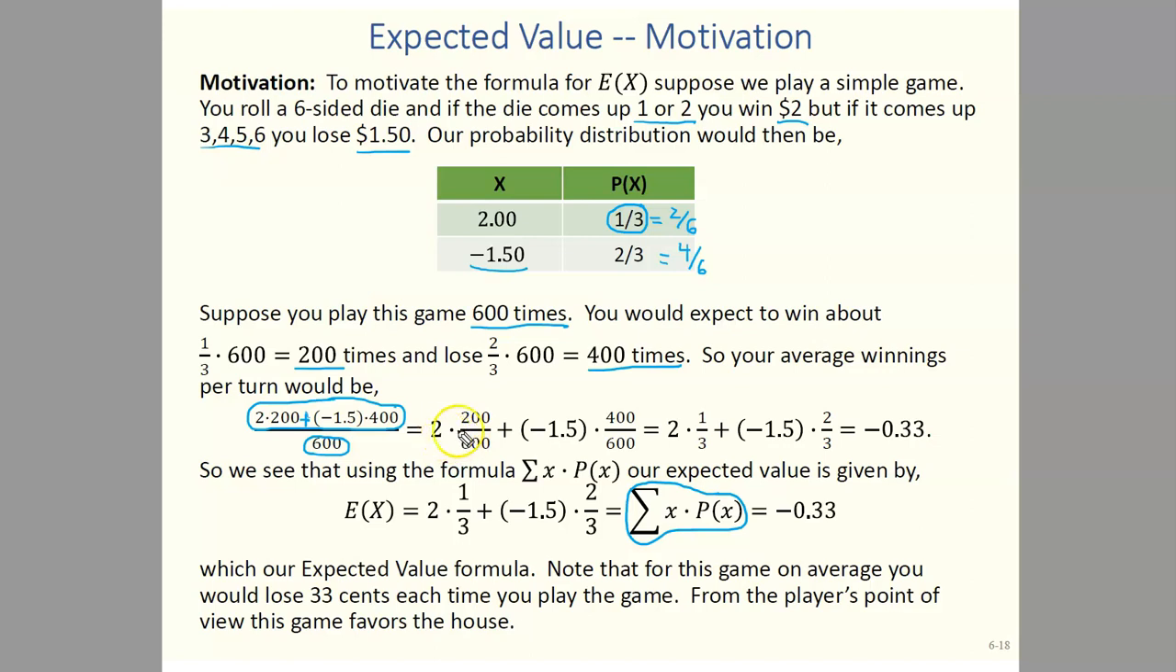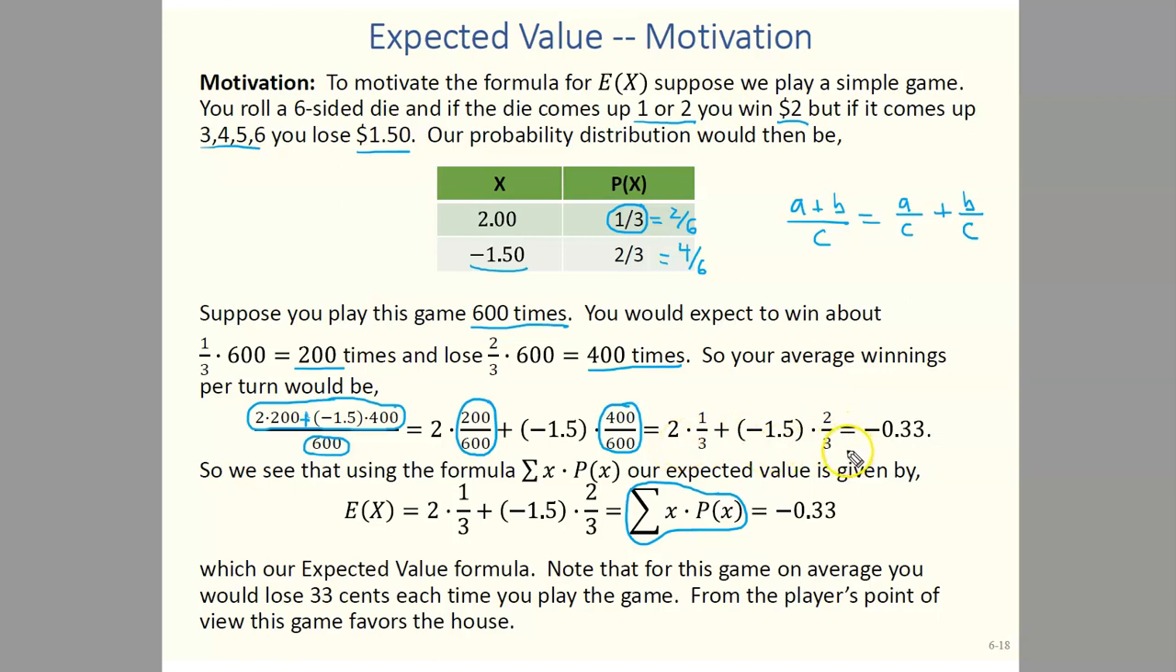So we're going to write it as 2 times 200 over 600 plus negative 1.5 times 400 over 600. Remember, we're using the rule that A plus B over C equals A over C plus B over C. That's the rule we're using to break that fraction apart. And now this 200 over 600, notice that that reduces to 1/3. And the 400 over 600, that reduces to 2/3.